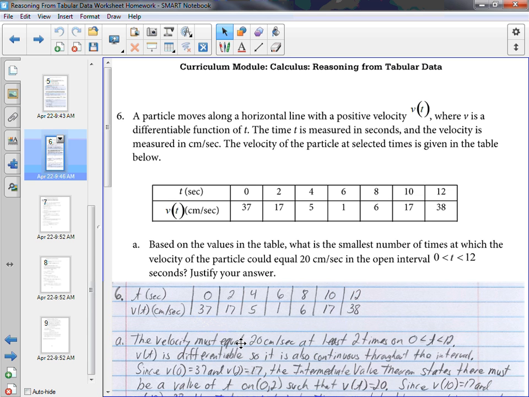A particle moves along a horizontal line with a positive velocity, where v is a differentiable function of t. So the velocity itself is differentiable. The time t is measured in seconds, and the velocity is measured in centimeters per second. The velocity of the particle at selected times is given in the table below. And they give those to us. Based on the values in the table, what is the smallest number of times at which the velocity of the particle could equal 20 centimeters per second on the open interval from 0 to 12 seconds?